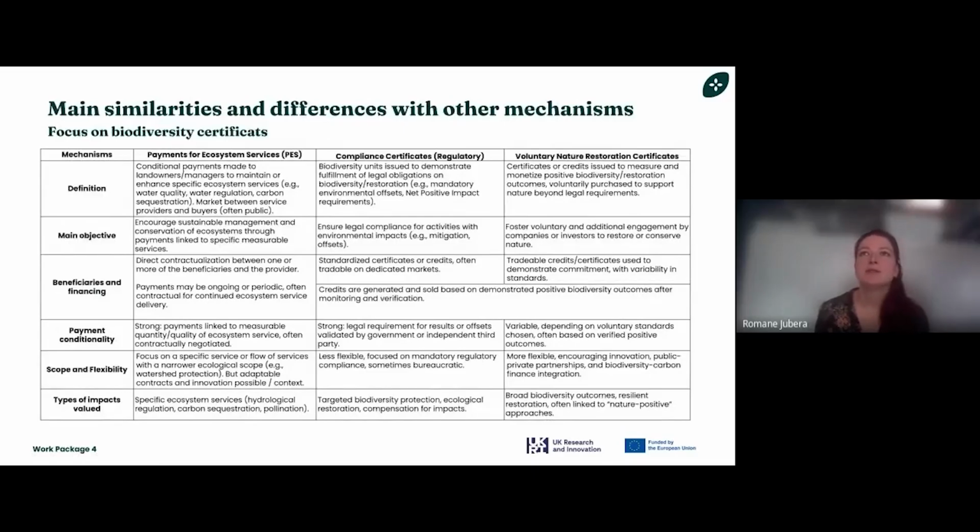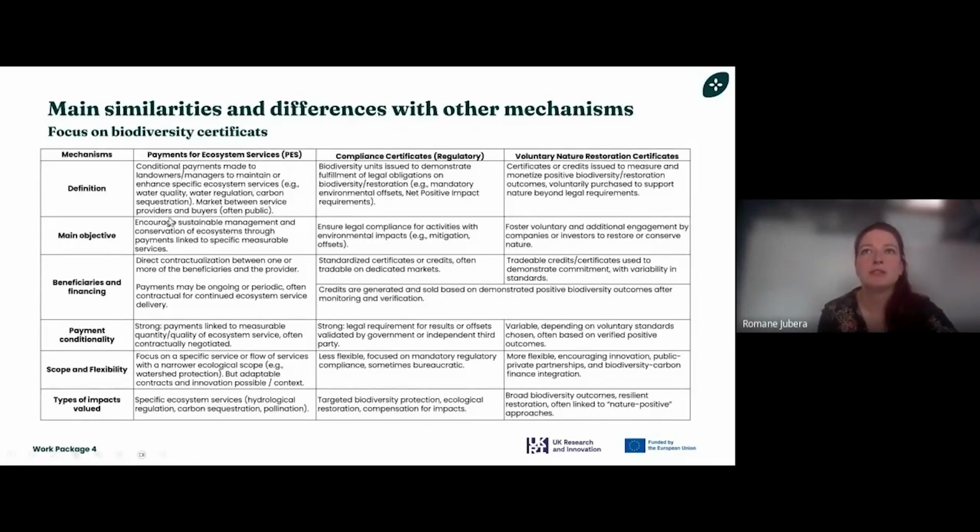Finally, in this part, we wanted to discuss the similarities and differences with biodiversity certificates, because there is another WP5 working on this aspect, and sometimes there is some confusion. If we take a very broad definition of payment for ecosystem services, it can almost integrate biodiversity certificates. So just to clarify a few points, at least from our point of view, in terms of definition, payment for ecosystem services is really conditional payments made to landowners to maintain or enhance specific ecosystem services.